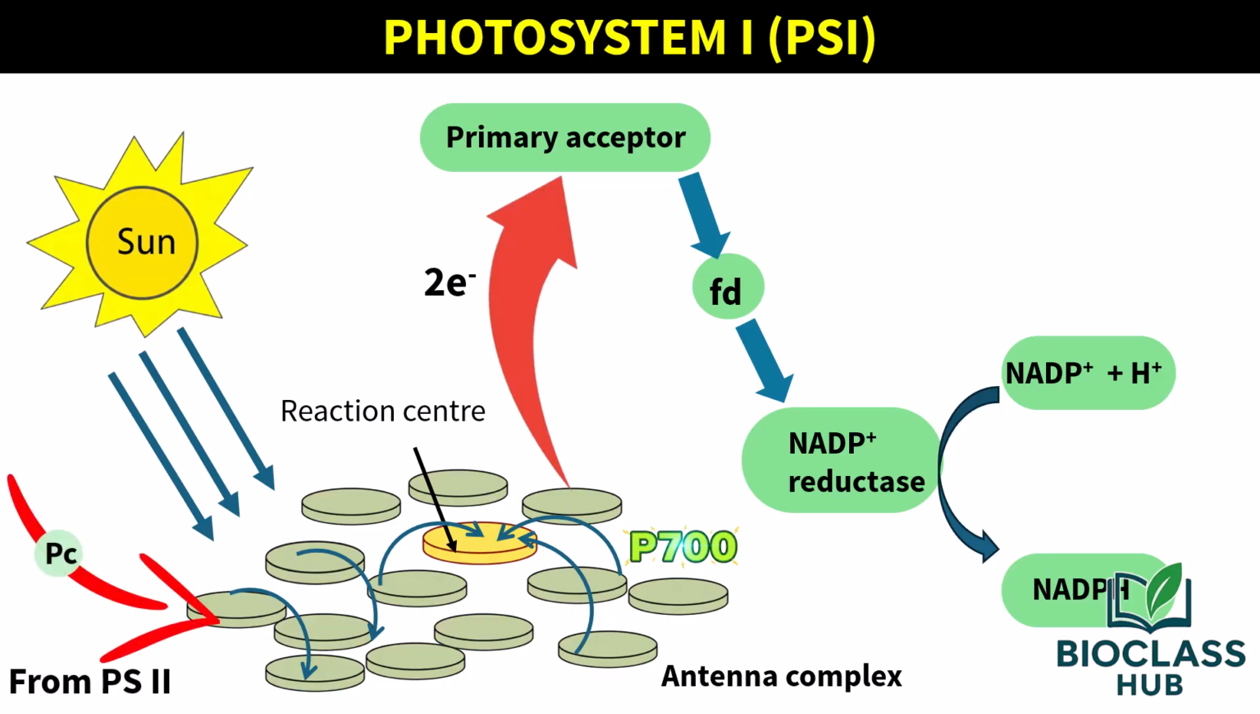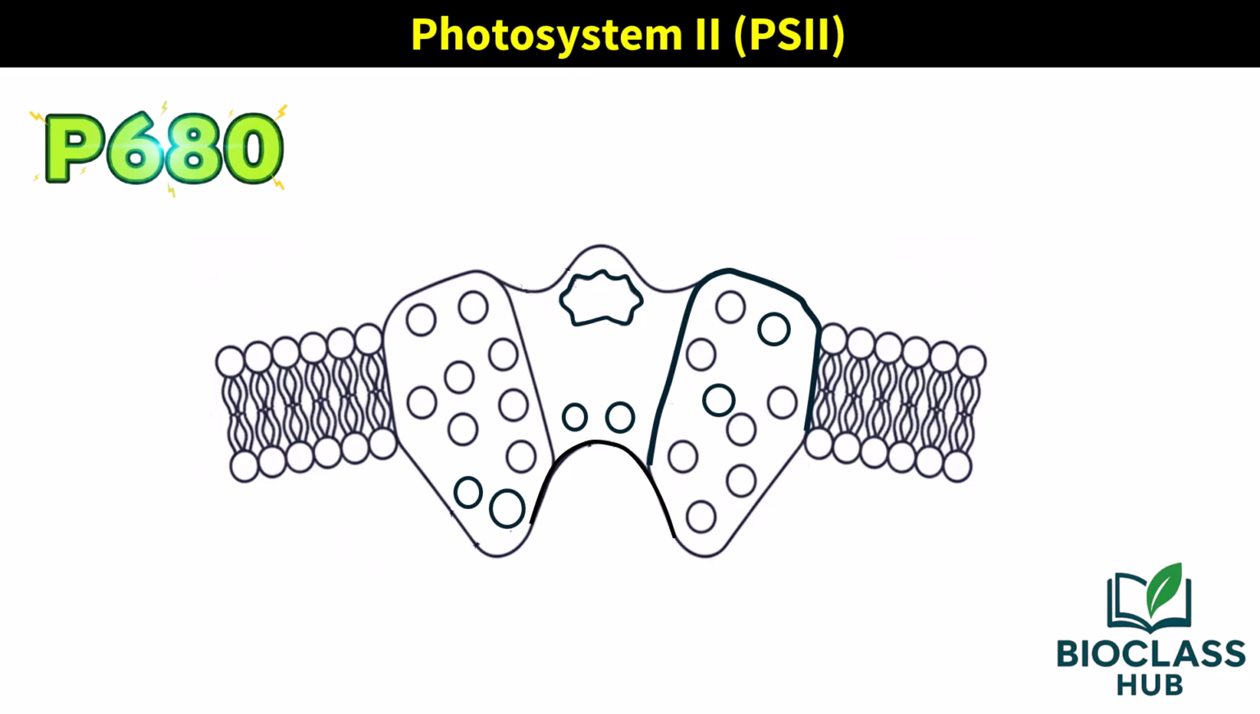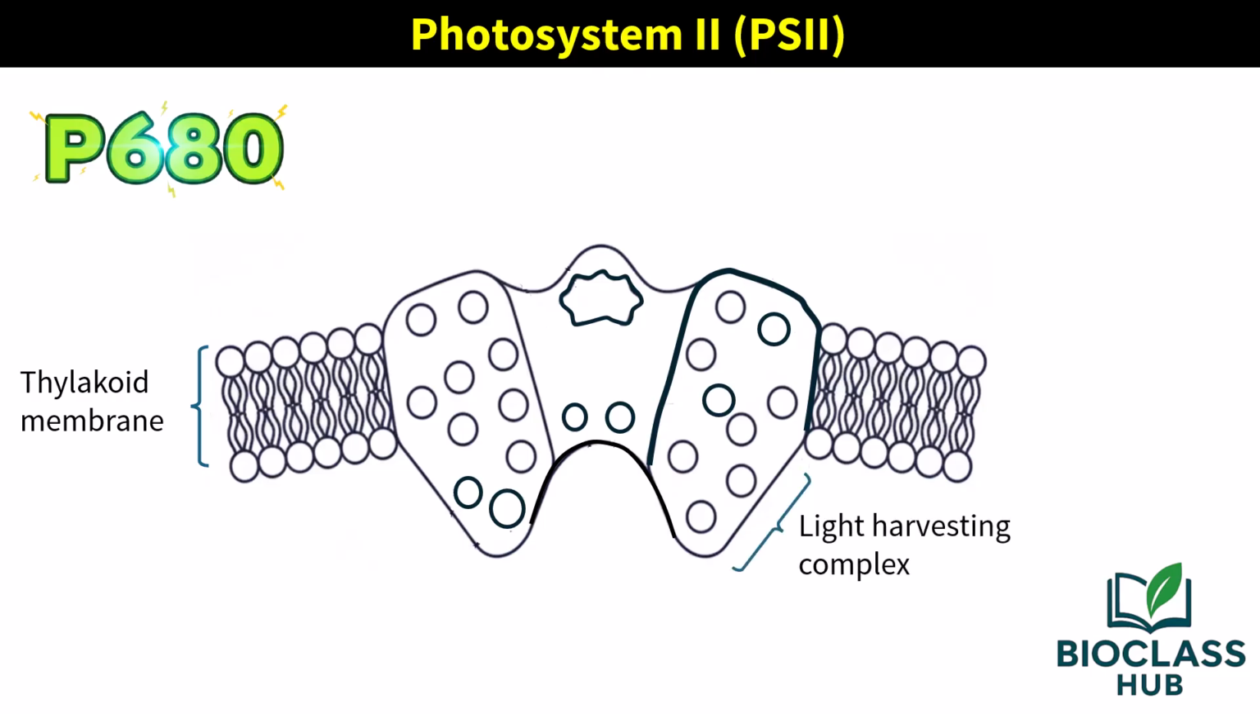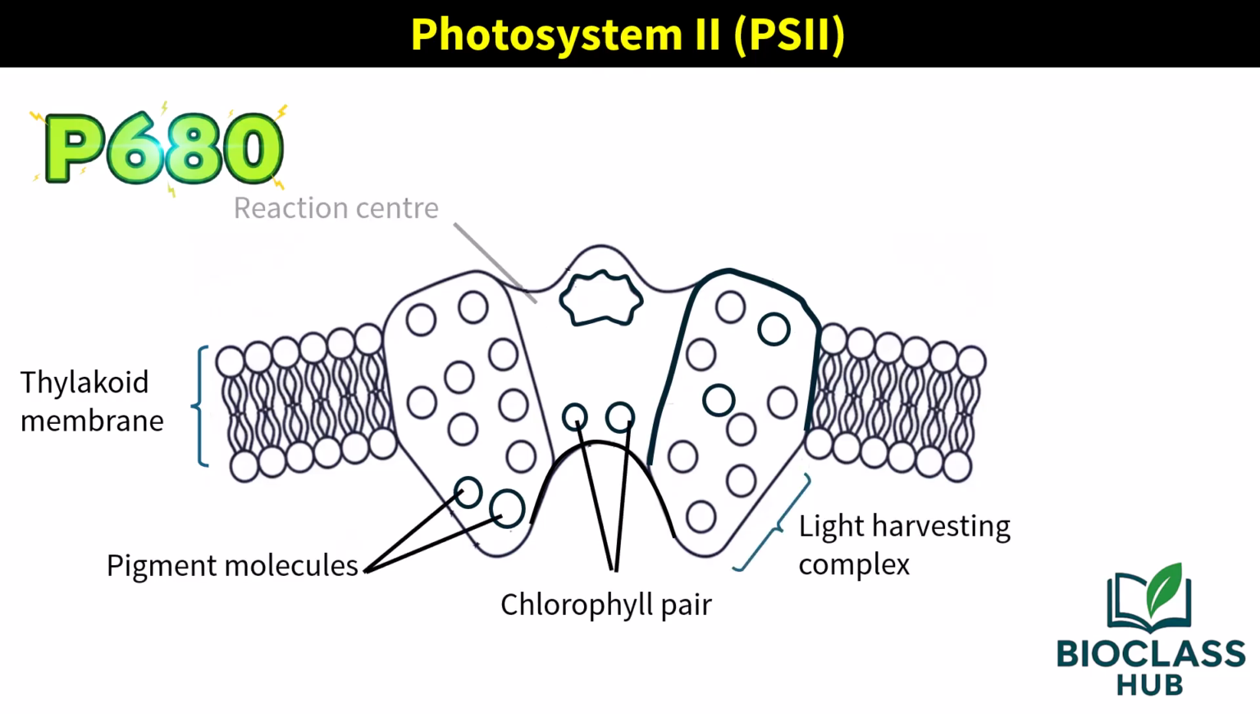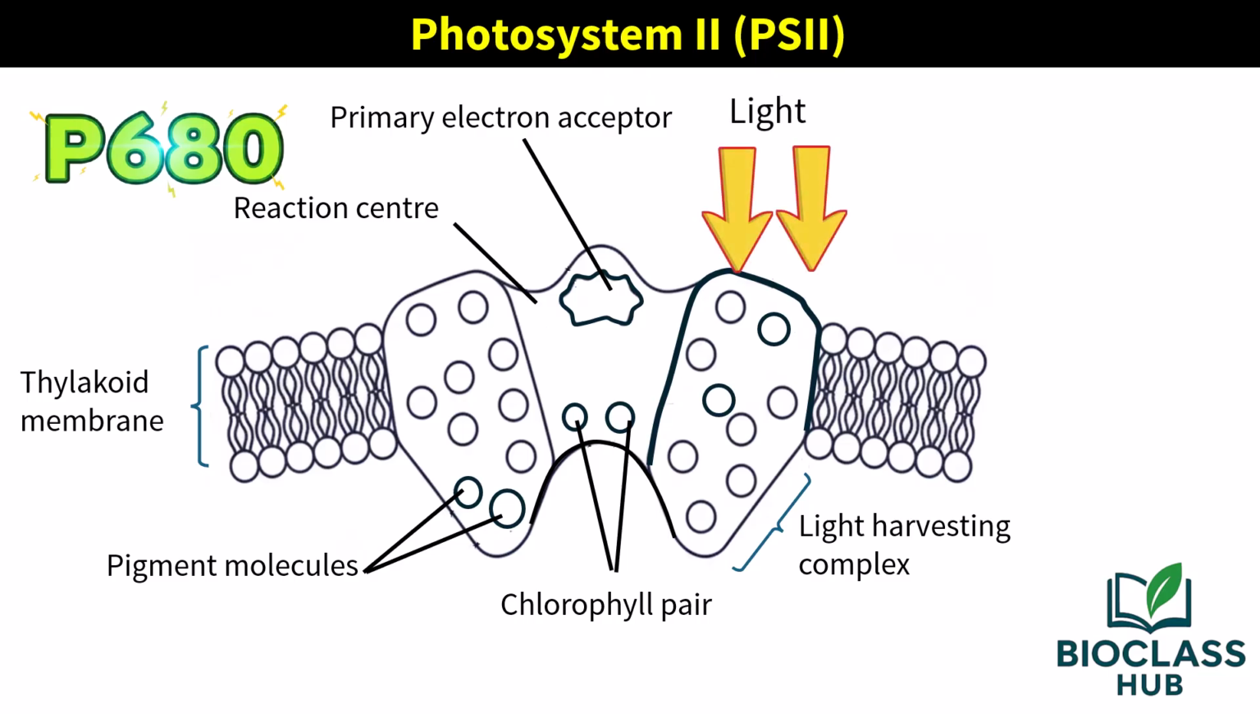Photosystem II is located in the thylakoid membranes of the chloroplast, made up of light-harvesting complexes, pigment molecules, chlorophyll pairs, reaction centers, and the primary electron acceptor. When light strikes Photosystem II, electrons in the chlorophylls get excited and move, along the reaction centers, to a higher energy level. They are then taken up by the primary electron acceptor.